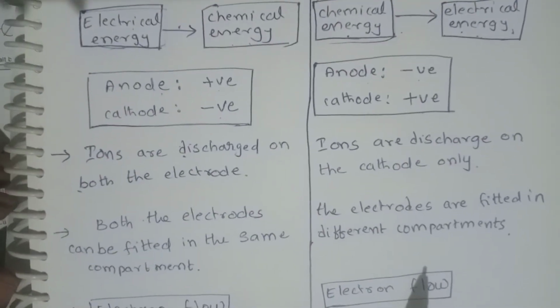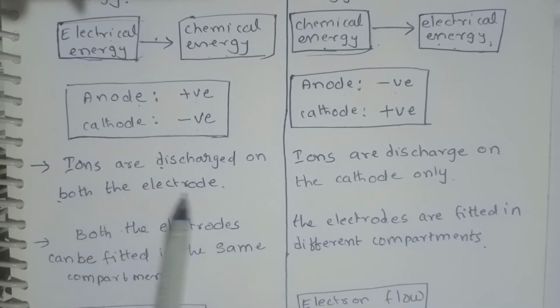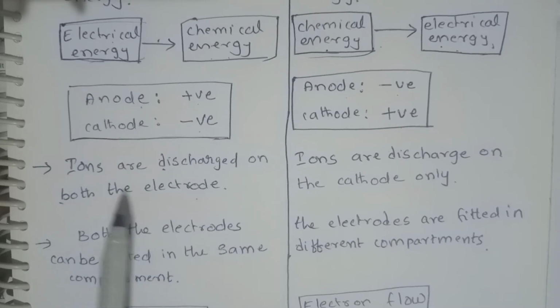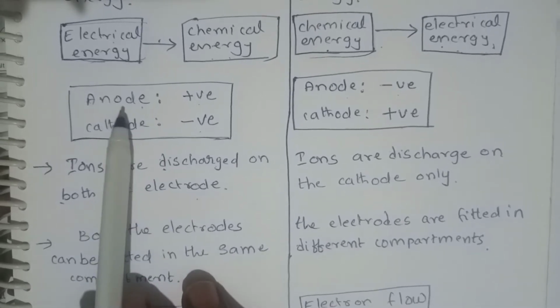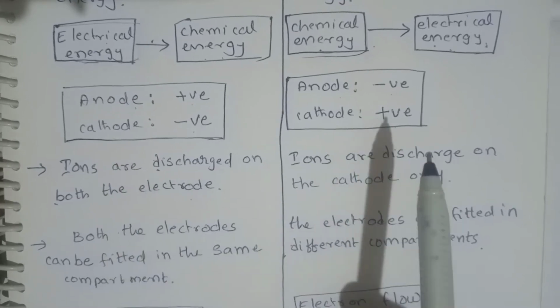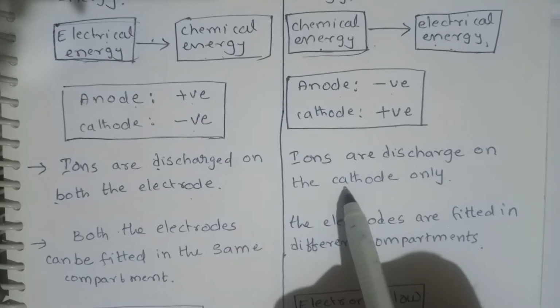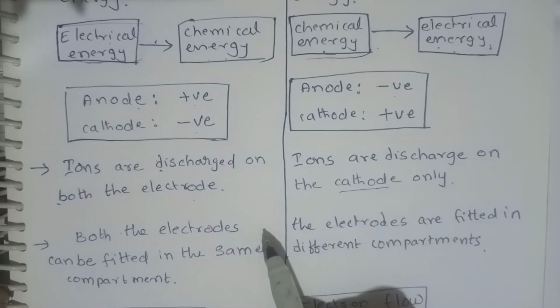Next point. Ions are discharged on both the electrodes. That means you can see the discharge at the anode as well as the cathode. Whereas in the case of a galvanic cell, discharge takes place at the cathode only.